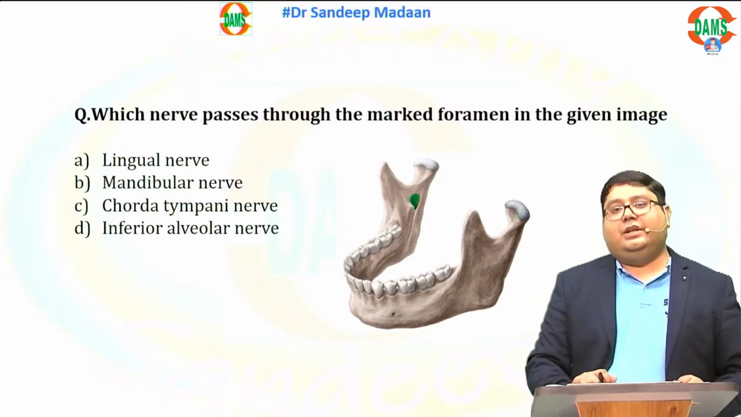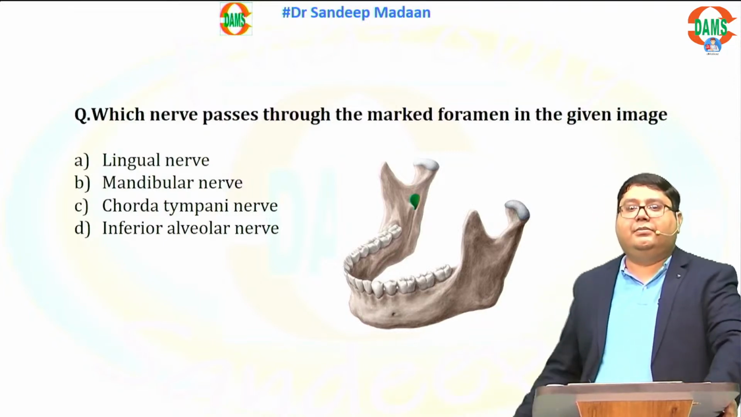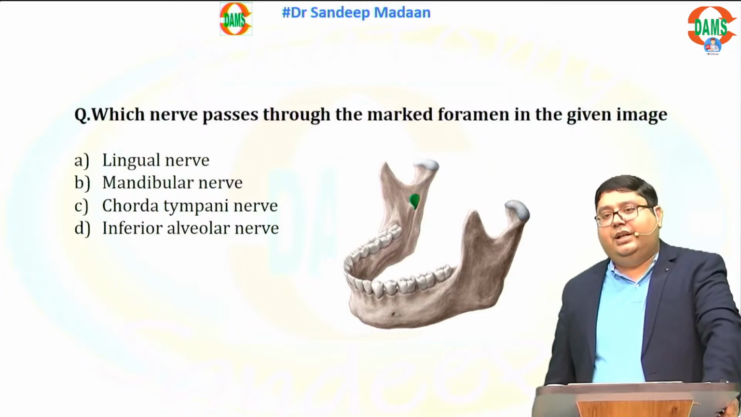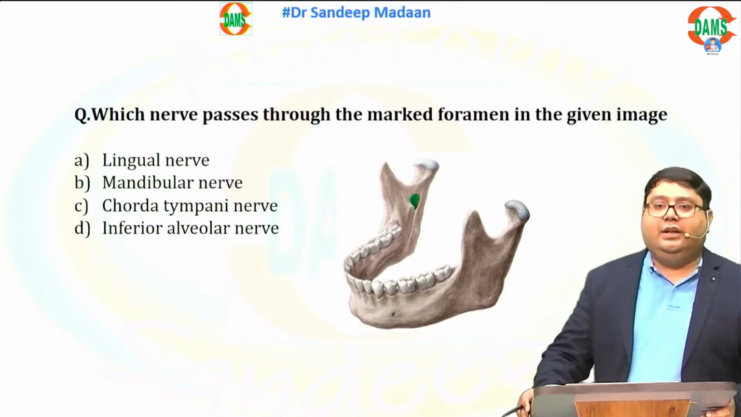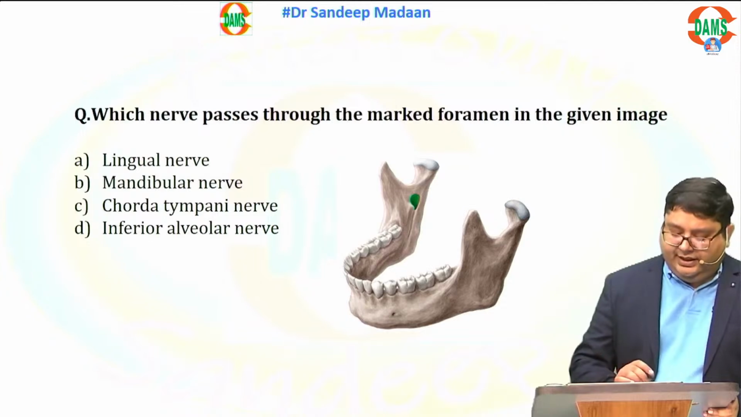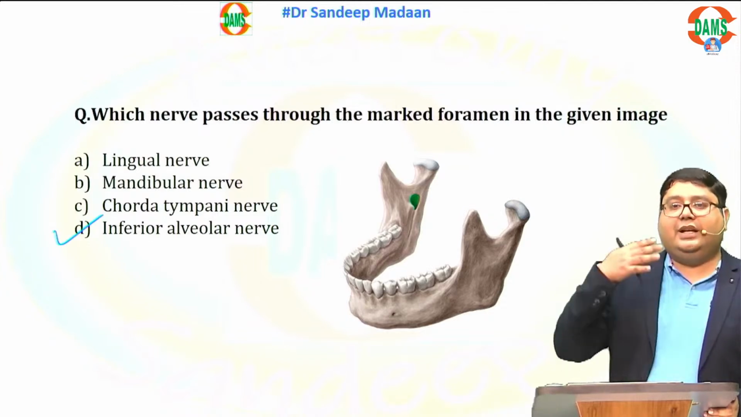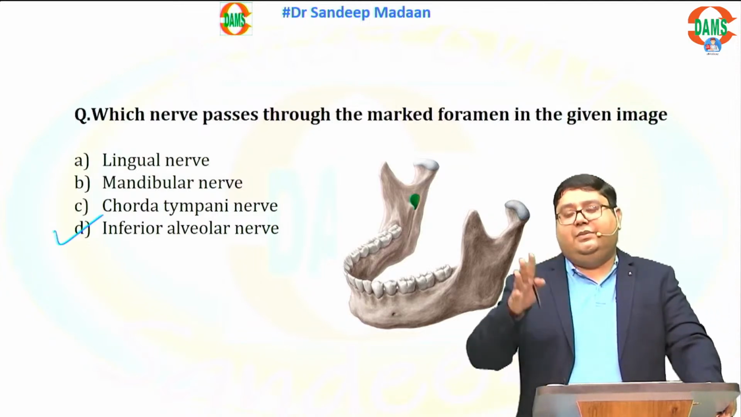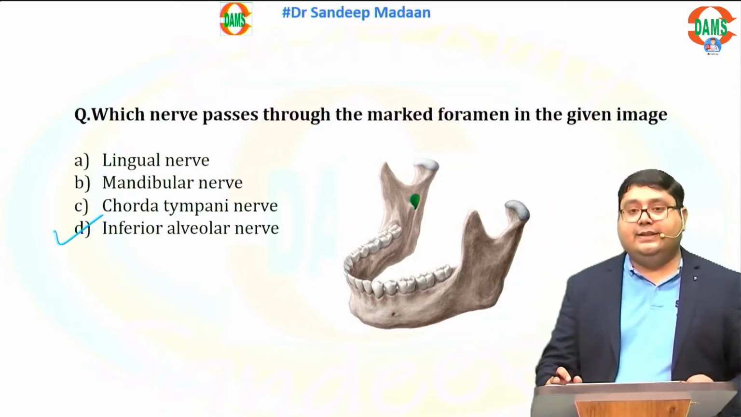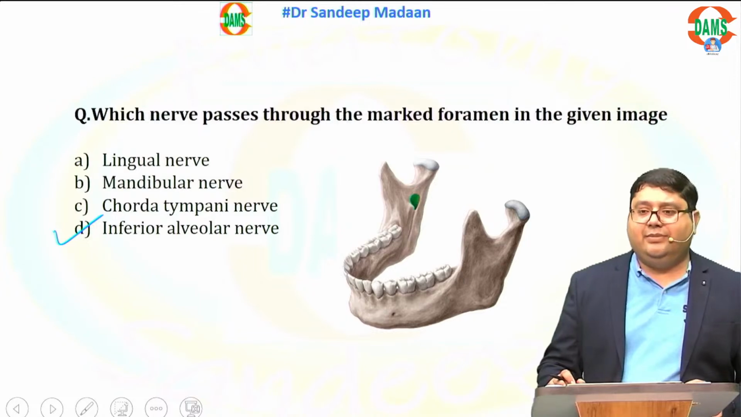Now this question, which nerve passes through the marked foramen here? Very straightforward question. We have the marked foramen and we have been given this mandible. So we know the mandibular nerve, who will be traveling inside the mandible? That is the inferior alveolar nerve, which will be traveling within this mandible and will be supplying the teeth from below. So I hope all the concepts are clear with respect to the trigeminal nerve.